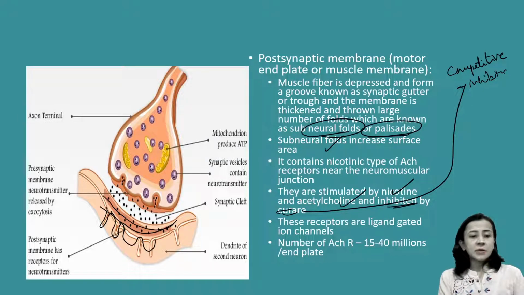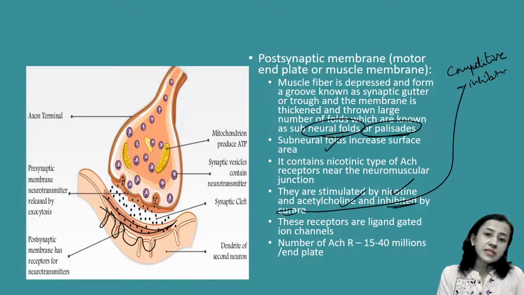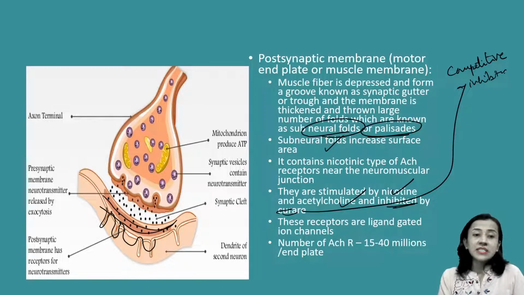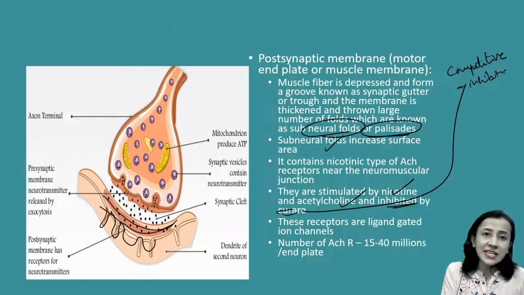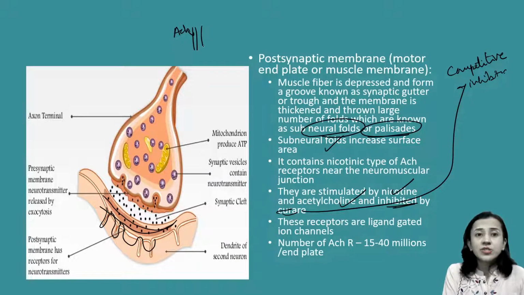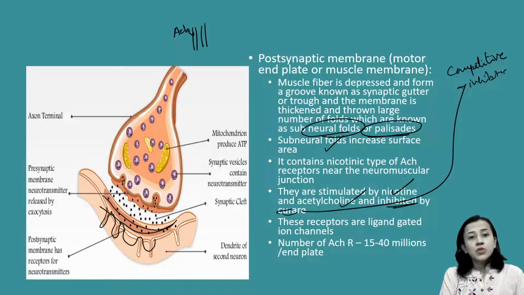So if curare is present, acetylcholine cannot bind. Instead of that, curare binds. So that is a competitive inhibitor. Fine. And another important thing, these nicotinic receptors are ligand gated receptors. Ligand gated receptor means the ligand is acetylcholine. When this ligand binds with this receptor, the channel opens. The channel is for sodium ions. So sodium ions enter inside, and that results in transmission of membrane potential.